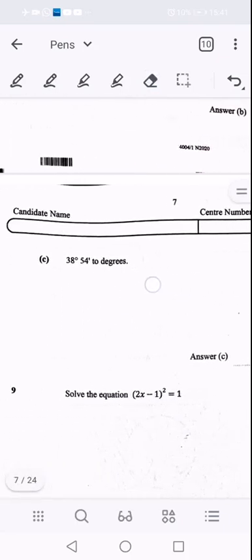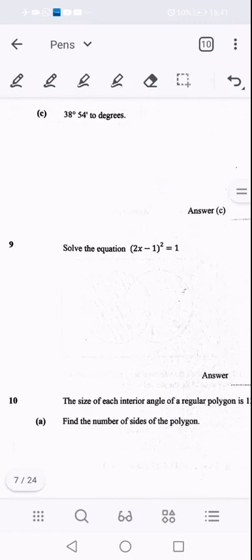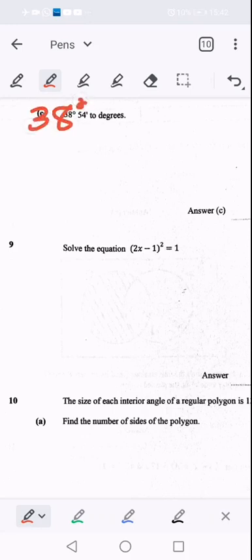All right. Then the next question says, this one is tricky. So I want you to listen. It said 38 degrees, 54 minutes, to degrees. This one means minutes. So it's like this, 38 degrees, 54, sorry, it's 54 minutes. Yes, this one is minutes. So I can convert this one to degrees.